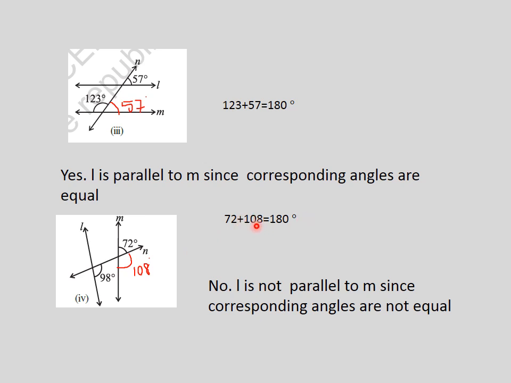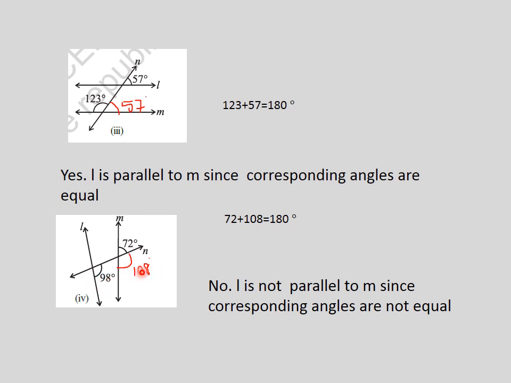180 minus 72 is how much? 108 degrees, isn't it? So therefore this is 108 degrees by using the straight line property. 72 plus 108 is equal to 180 degrees. Now this is 108 and the given angle here is 98, and these two are corresponding angles because on the same side. This is 98 and this is 108. Both of them are not equal.